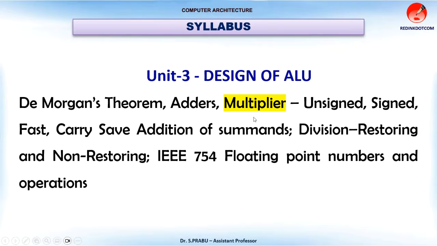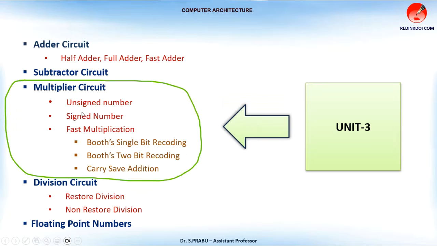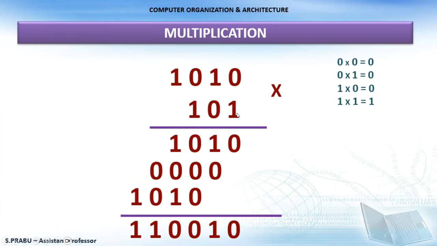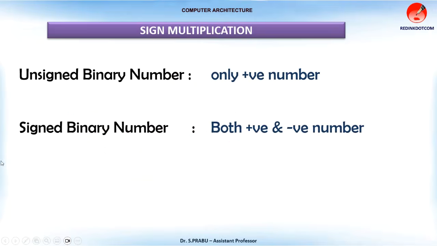The next topic is the multiplier. In this topic we are going to study the circuit design of unsigned number, signed number and fast multiplication. Unsigned number is nothing but only positive numbers. We already know how to multiply these positive numbers. A signed binary number contains both positive as well as negative numbers.